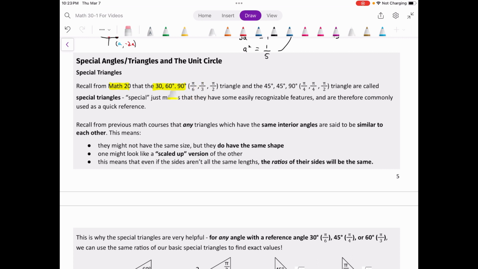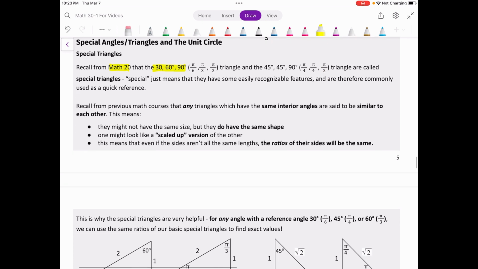Pi over 3: 60 is 1/3 of 180, so it's 1/3 of pi in radians. And 90 is half of 180, so half of pi in radians, okay? And the 45, 45, 90 triangles. Again, 45 is 1/4 of 180, and 90 is half of 180, okay?